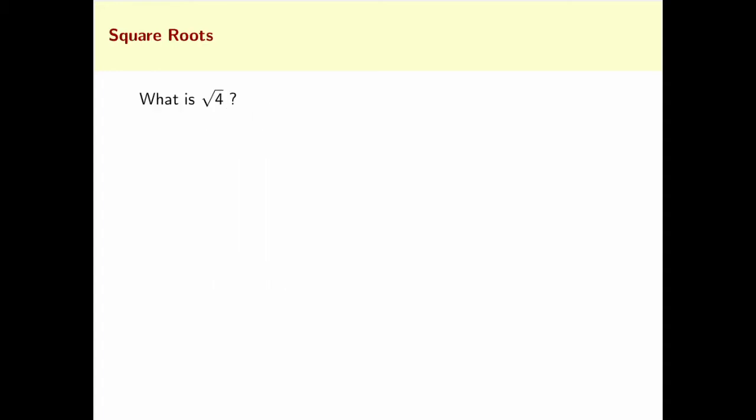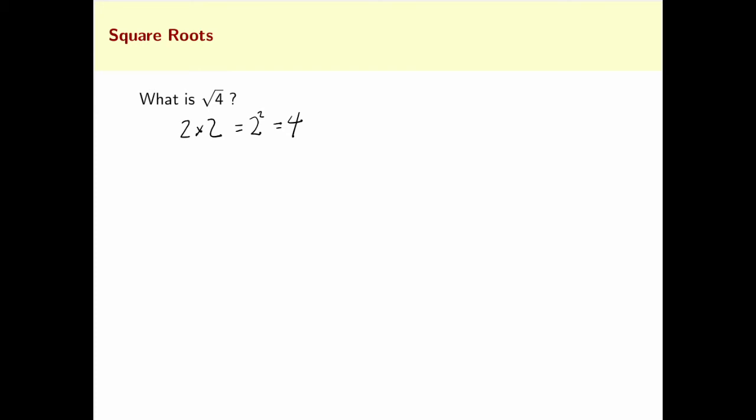Next, let's talk about square roots. My question to you is, what is the square root of 4? And I hear you saying, well, that's a dumb question, Doc. Everybody knows that the square root of 4 is 2, because everybody knows that 2 times 2 is 4. 2 times 2, which can also be written as 2 squared, is 4. So what a silly question to ask, what's the square root of 4? It has to be 2, right?